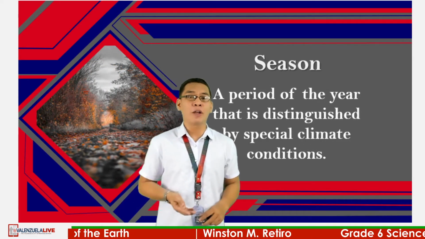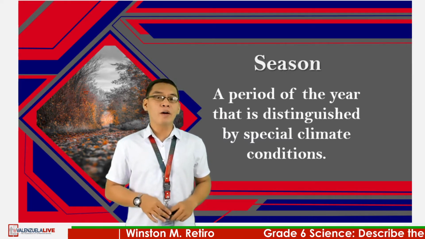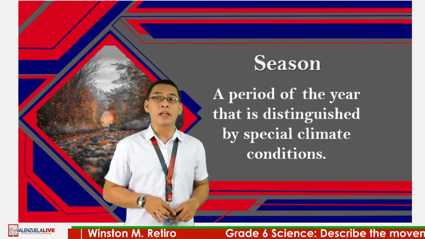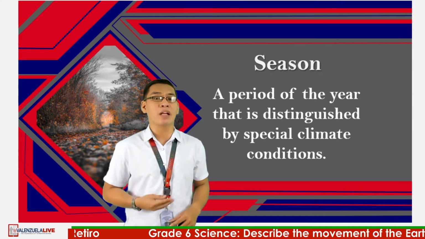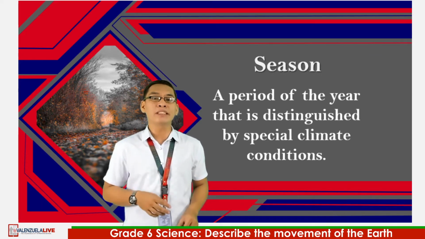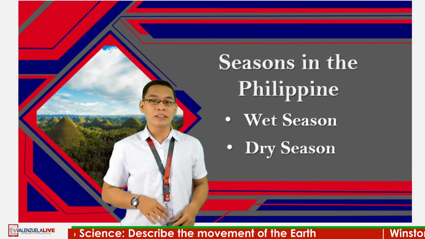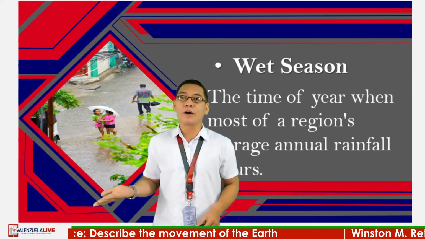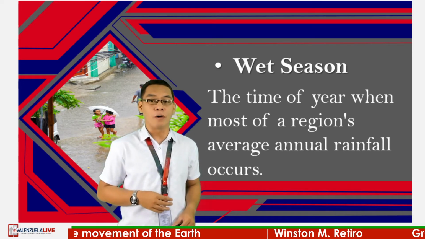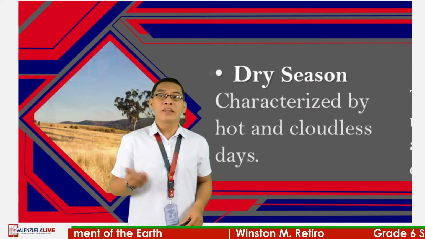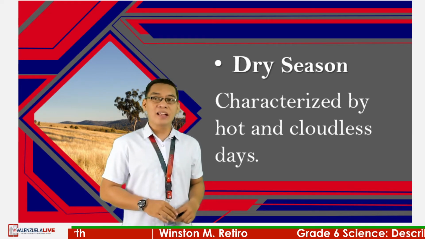Our previous lesson was about season and tropical cyclone. Let us recall the two distinct seasons in the country. Remember, season is a period of the year that is distinguished by special climate conditions. We have two seasons in the Philippines: wet season and dry season. Wet season is the time of the year when most of a region's average annual rainfall occurs, while dry season is characterized by hot and cloudless days.